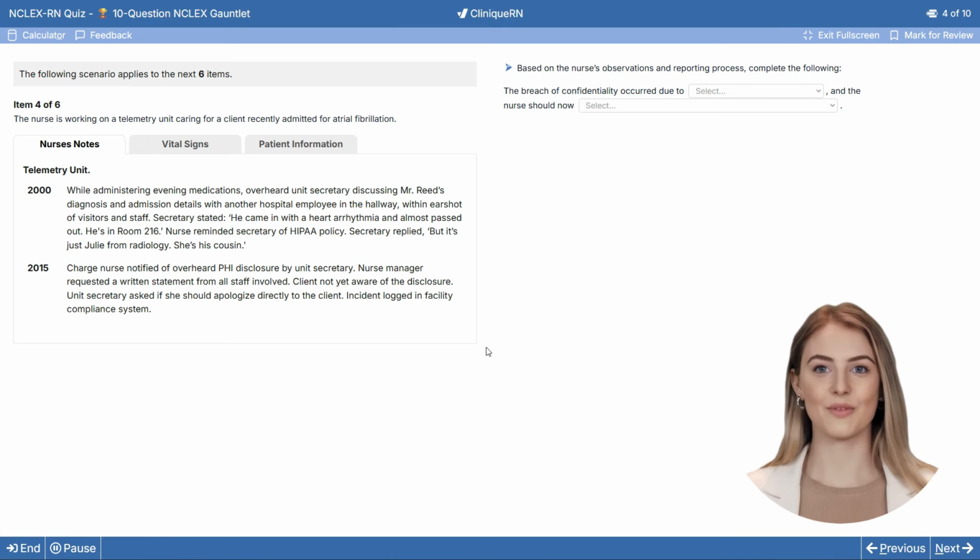Based on what you've seen so far, let's answer 2 key questions. 1. What kind of breach was this? 2. What should the nurse do next? I'll give you a moment after each to lock in your answer. First question. The breach occurred because of 1. Intentional client harm. 2. Gossip between nurses. 3. Unintentional disclosure of protected health information. 4. Visitor complaint. Think about what actually happened.